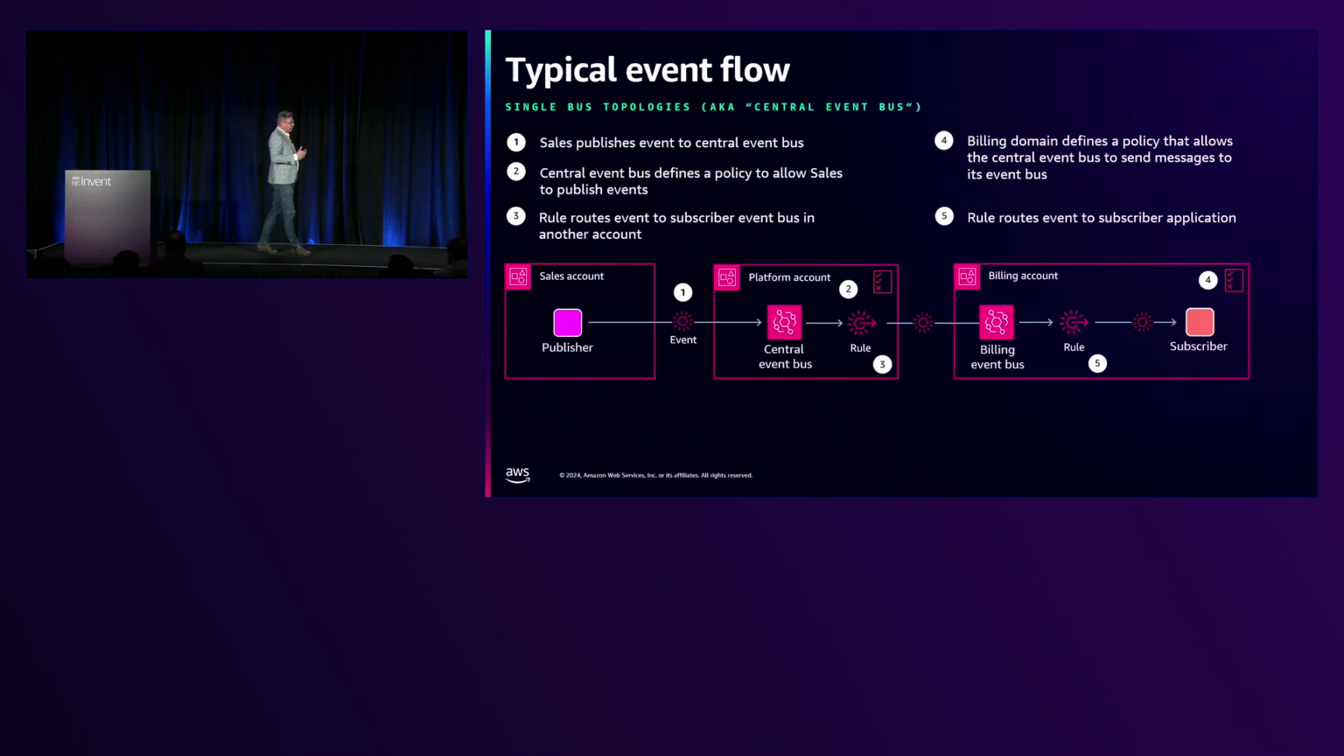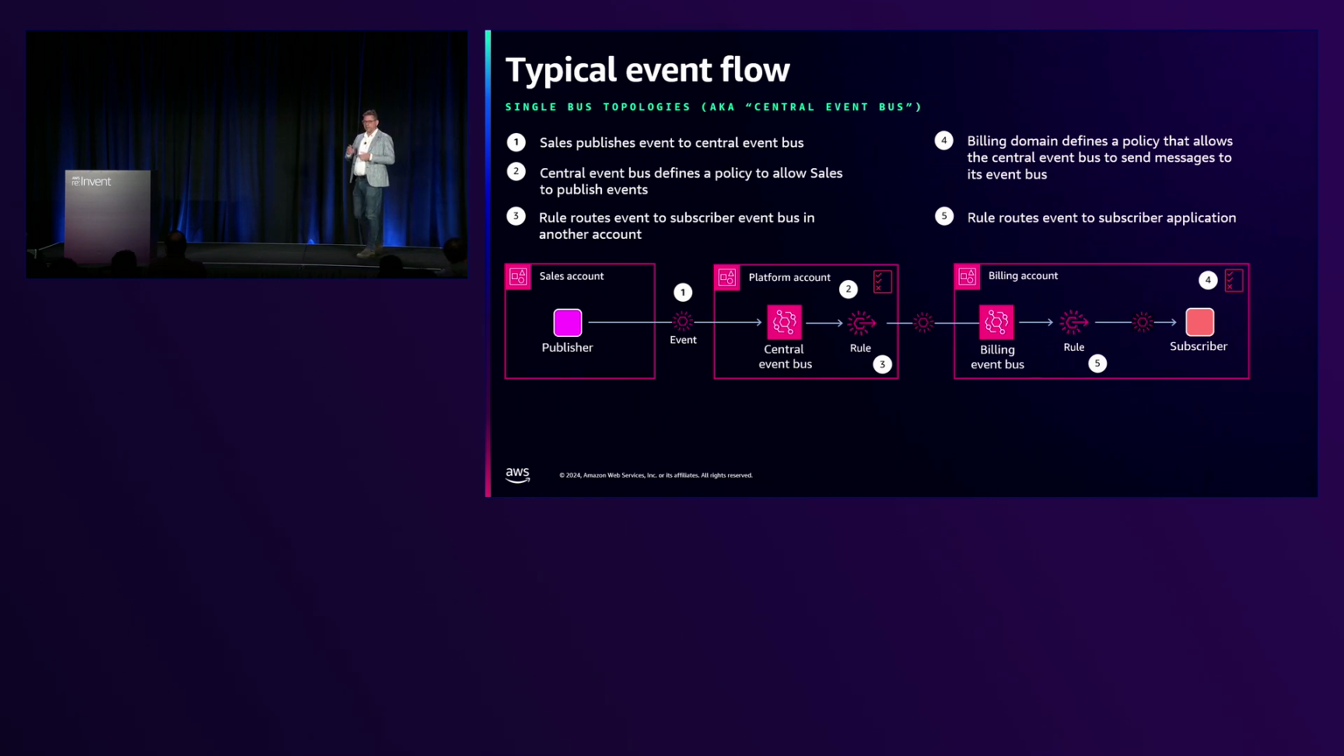Now, a typical event flow looks something like this, right? In our example, our sales domain will publish an event to the central event bus. The central event bus needs to define a policy that allows that domain or that service to publish events to it, right? And we can do that through a resource policy, which I'm going to show you in a minute. Now, once that happens, we've got a rule.